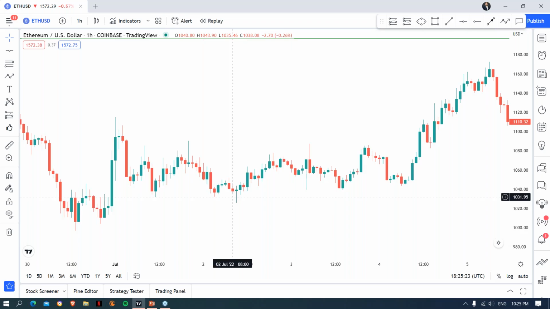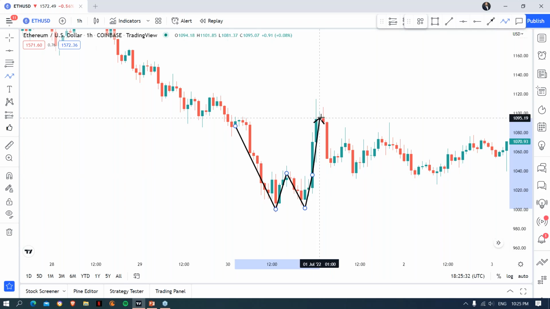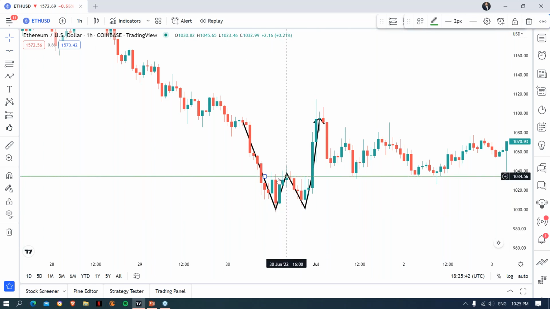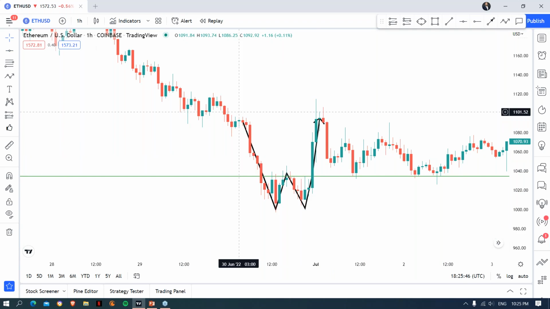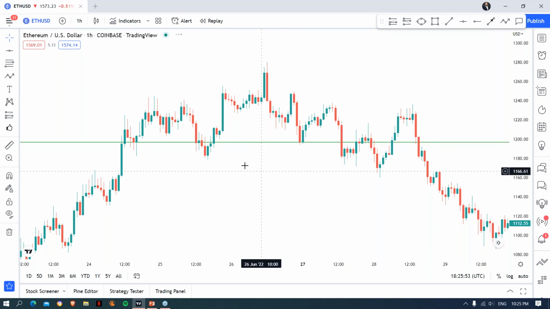Here we have a double bottom. Notice with me. First, second, this is the neckline, we close it. This was a successful 100% double bottom because the trend started here. Our first bottom, our second bottom, the neckline is right here. We have a breakout, we bought here. We went back up to where it started. It's very simple, it's very elegant, and it works.